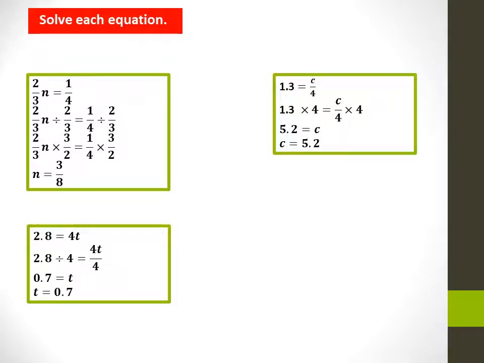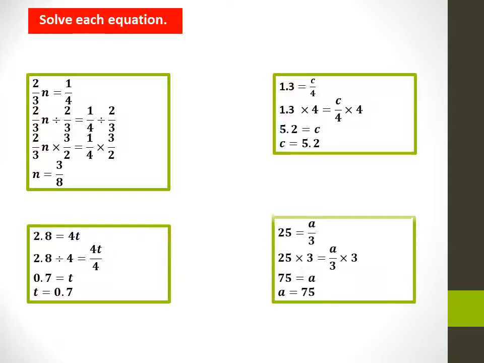2.8 equals 4 times t. To get t by itself, we must divide both sides by 4. t equals 0.7. 25 equals a over 3. To get a by itself, I must multiply both sides by 3. a equals 75.